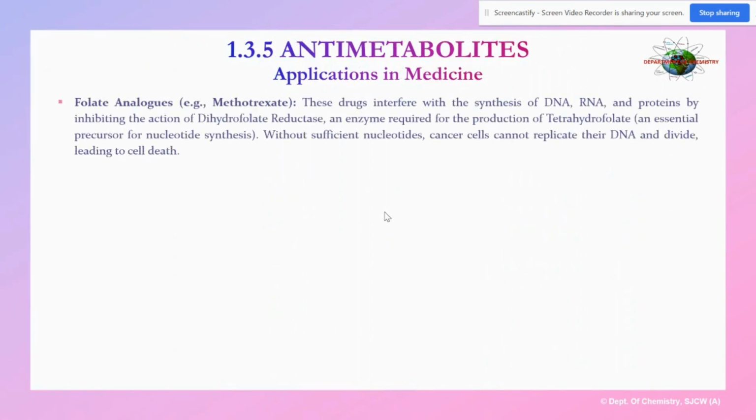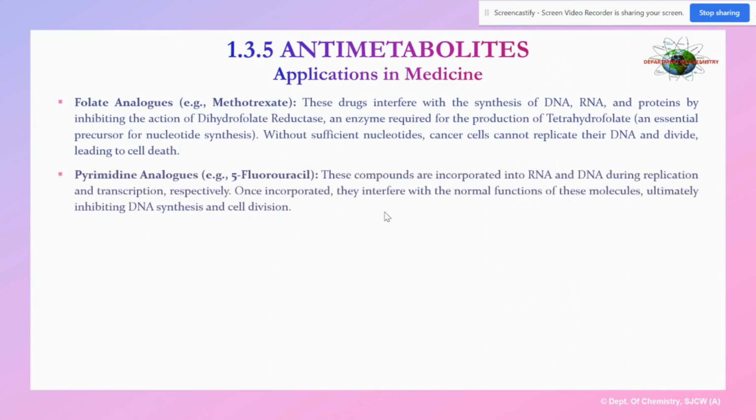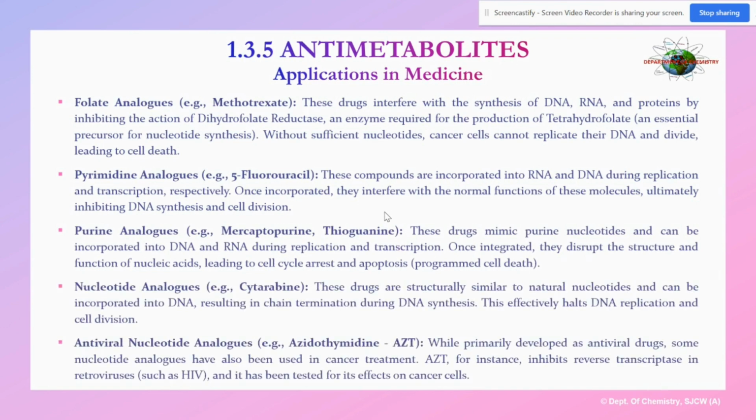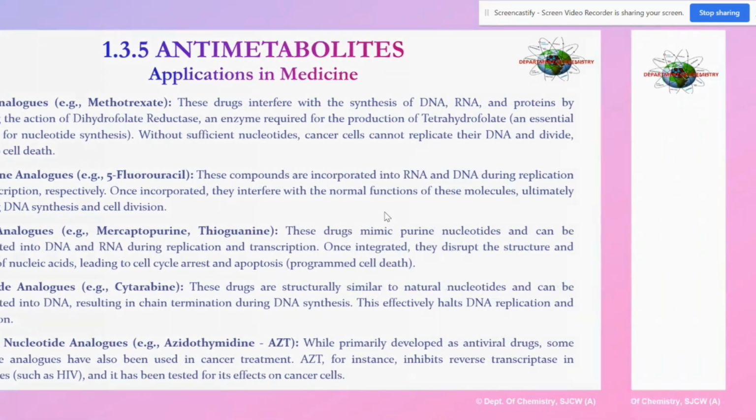Applications of antimetabolites in medicine. Antimetabolites basically mimic a necessary metabolite, but they do not play the role of the metabolite. Instead, they suppress the pathway by acting as an analog. Examples include folate analogs, pyrimidine analogs, purine analogs, nucleotide analogs, and antiviral nucleotide analogs.